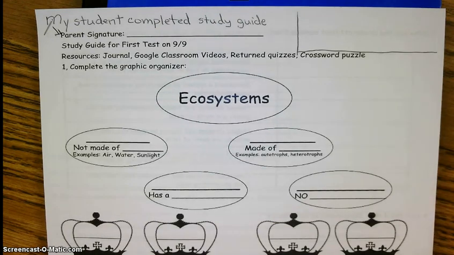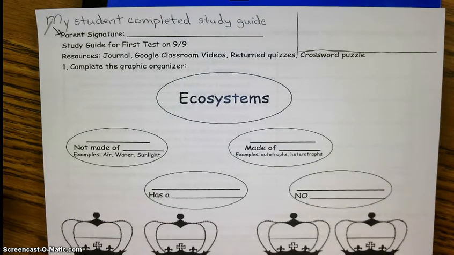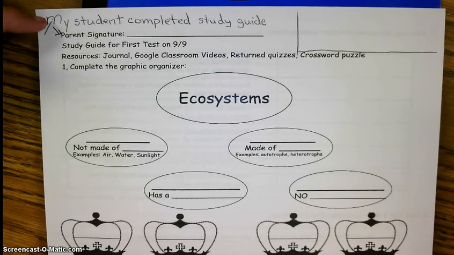Right, we are going to review for our test by completing a study guide, and we're also going to do something called tagging our journal. So the first thing you're going to do is put your heading in the top right corner. You'll notice that there's a place here for your parent to sign saying that you completed this study guide. You'll need to do that tonight.